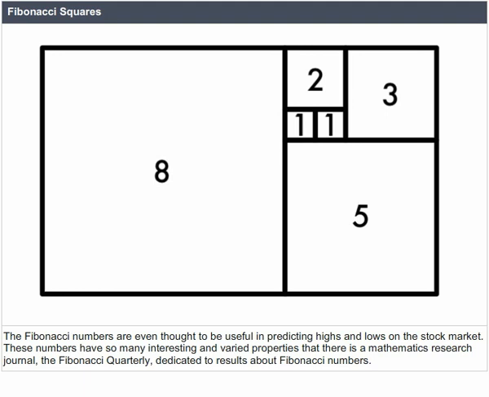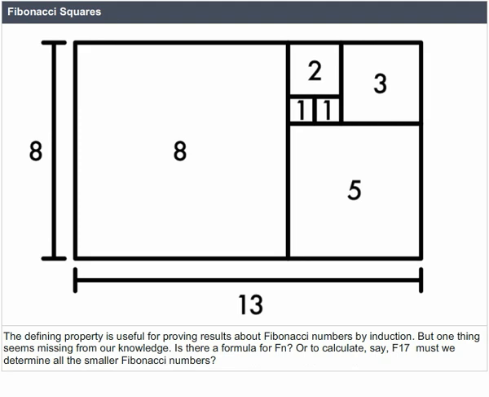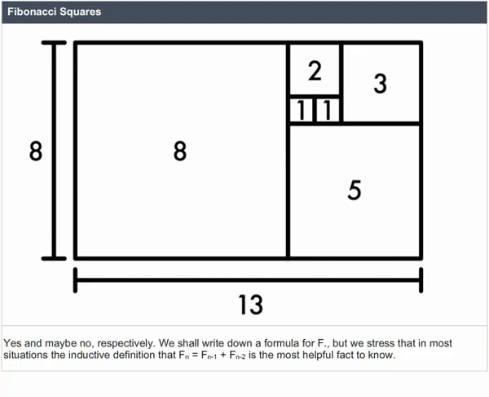The defining property is useful for proving results about Fibonacci numbers by induction, but one thing seems missing from our knowledge. Is there a formula for Fn to calculate, say, F17? Must we determine all the smaller Fibonacci numbers? Yes and maybe no, respectively. We shall write down a formula for Fn, but we stress that in most situations the inductive definition that Fn equals Fn-1 plus Fn-2 is the most helpful fact to know.